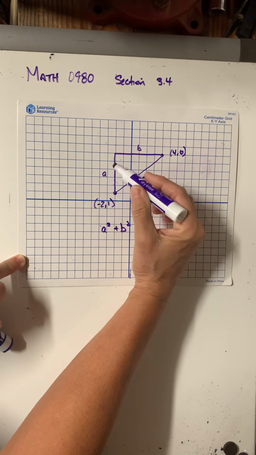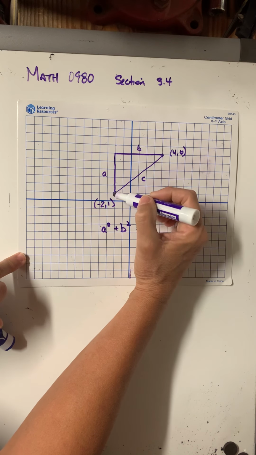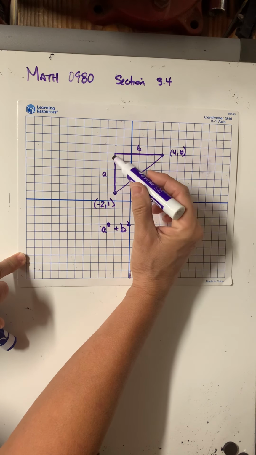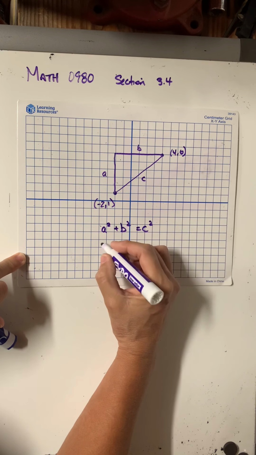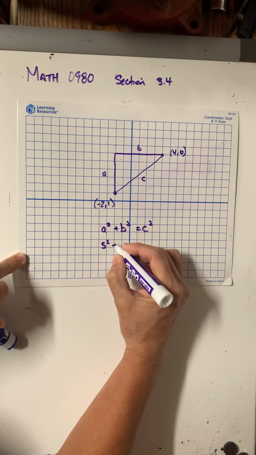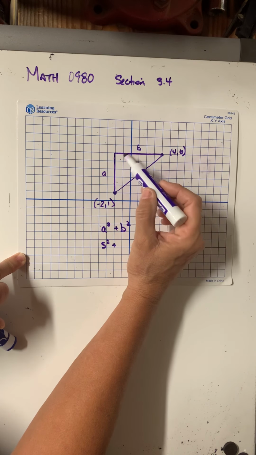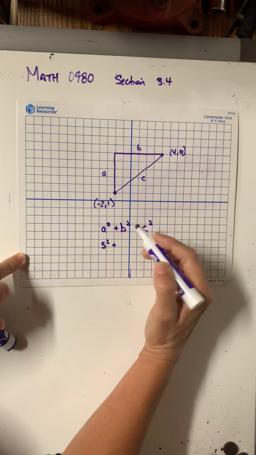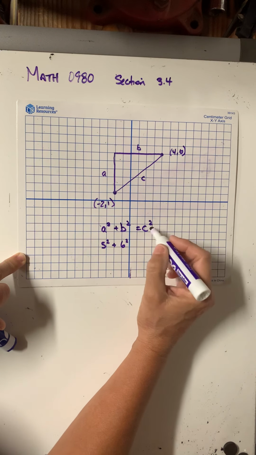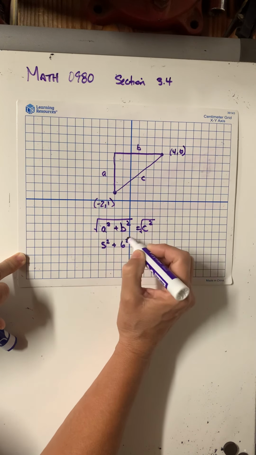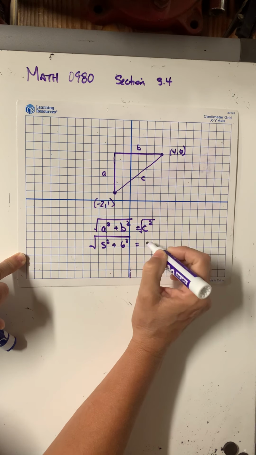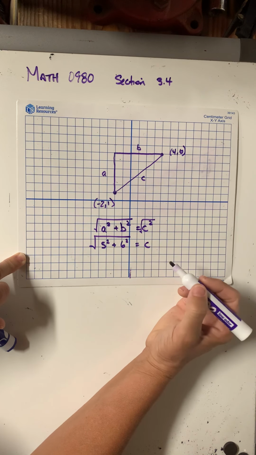So how would I find A? Well, A would be this distance, 1, 2, 3, 4, 5. It's how far up I had to go, right? So if A was 5, it would be 5 squared plus B is 1, 2, 3, 4, 5, 6, 6 squared. And if I wanted C, I could take the square root of both sides and I would get plain old C, right?